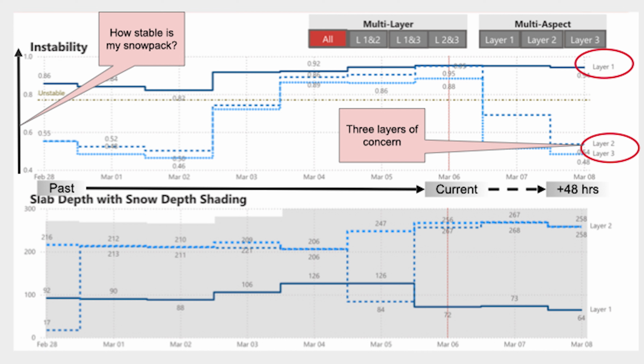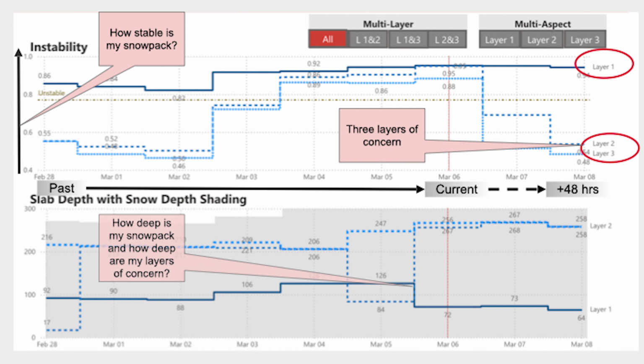If we take a deeper dive, we also supply the depths of those instabilities. And so we can see that layers 2 and 3 themselves are really deep within the snowpack and are a result of our persistent weak layer that was long lasting throughout the season. And our layer 1, our most unstable layer, was at 72 centimeters and was near the surface and problematic, which we'll show later. So this is going to answer, right, how deep are those instabilities in my snowpack and those particular layers of concern.